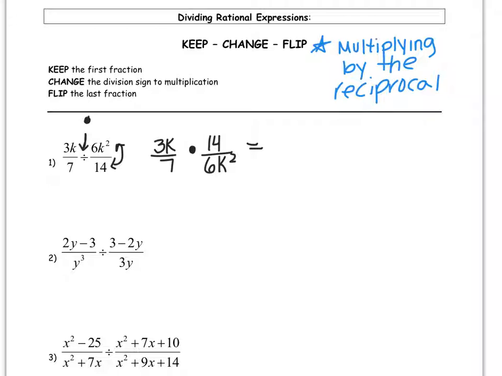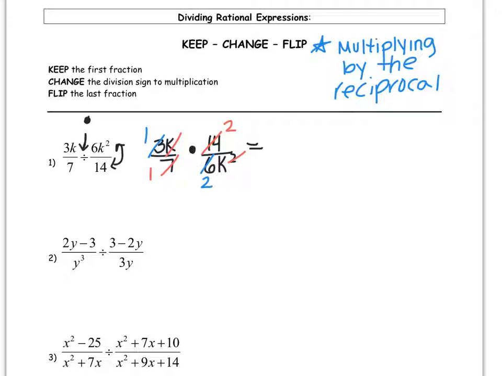So I'm going to cross simplify. I see a 14 and a 7 across from each other, both of which are divisible by 7. So 7 divided by 7 is 1, and 14 divided by 7 is 2. Now I see a 3 and a 6, both of which are divisible by 3. So 3 divided by 3 is 1, 6 divided by 3 is 2. And I also see that I have a k here and 2 k's on the bottom. So I'm going to cross off one of the k's with the k here.